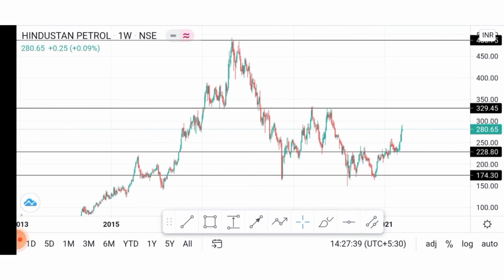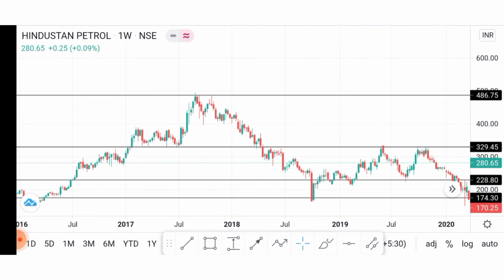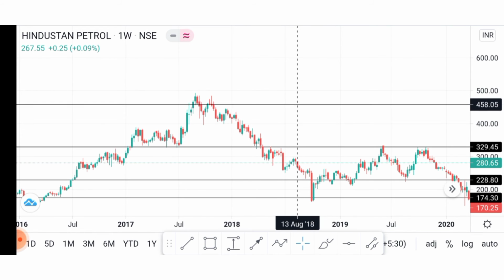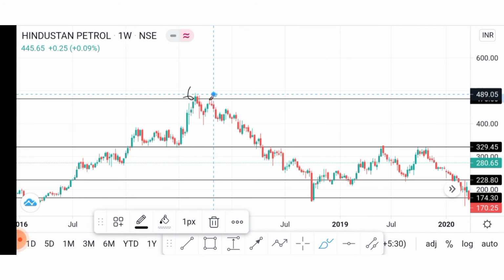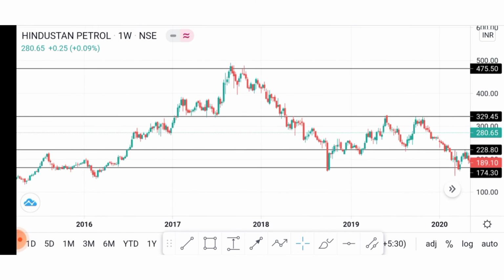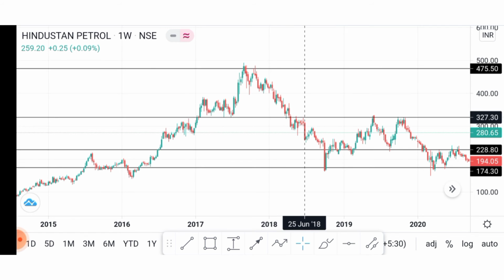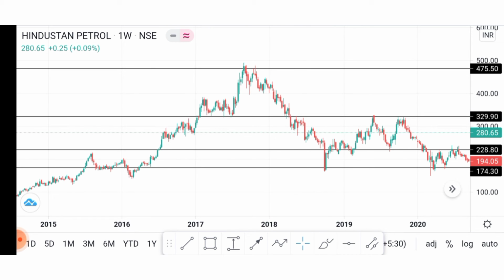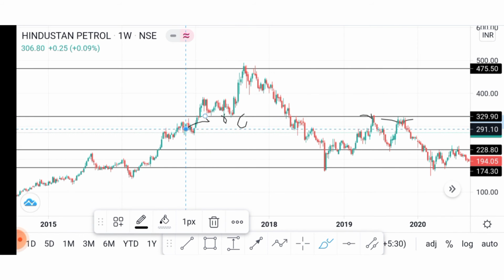Step number 3, let's adjust. Let's get the most number of touches. I can shift this here. No, this is good only, I think so, because I am getting at least 2 touches here. Let's adjust this one. Okay, we got 1, 2, 3, 4, 5, 6 touches.